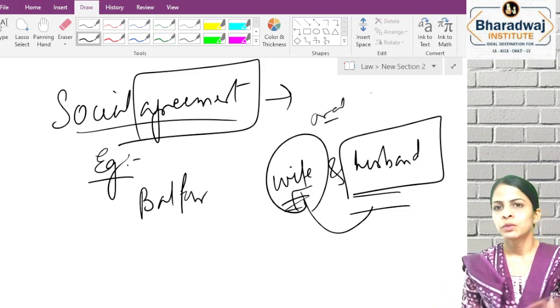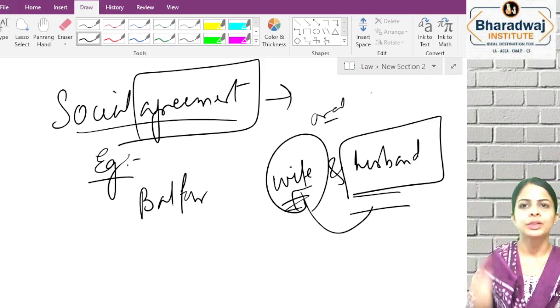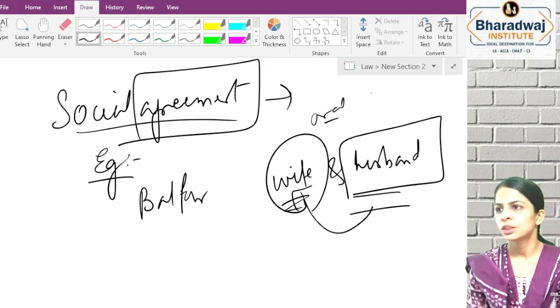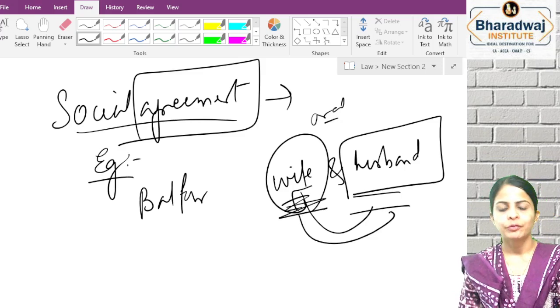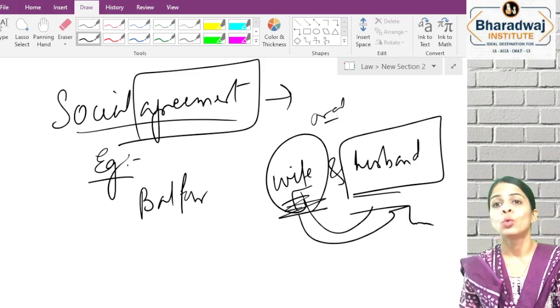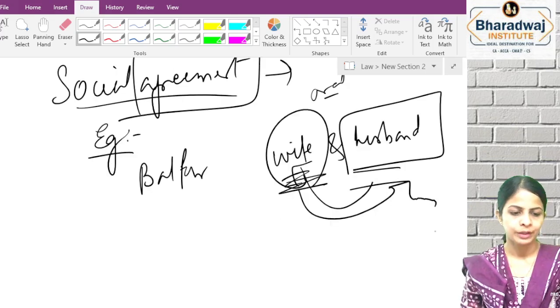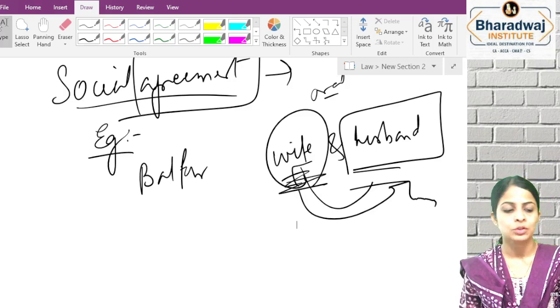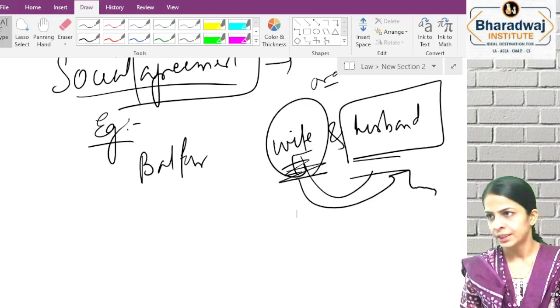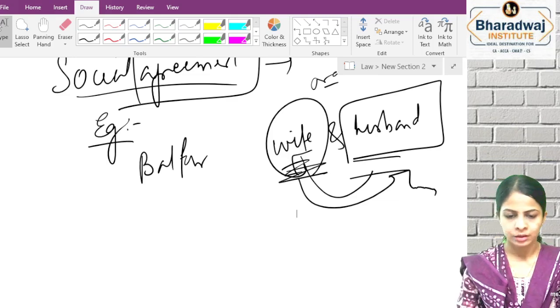So it was an understanding between both of them. The husband paid for 3 months. From the 4th month onwards, he did not pay. So can the wife file a case against the husband? No. The wife cannot file a case against the husband. So this was a social agreement. It was not a contract. Clear?